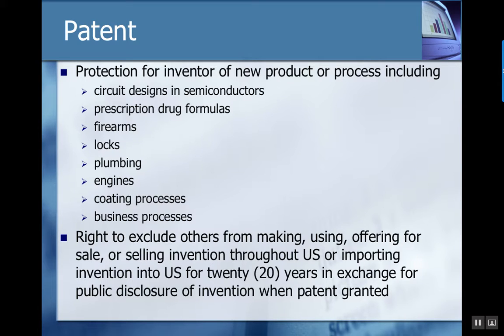So a patent has been around a long time. Patent law came into play during the 19th century, and it basically provides protection for the inventor of a new product, including any number of things. You see a lot of mechanical things, like locks, plumbing, engines, business processes. What it does is give you the right to exclude others from making, offering for sale, or selling the invention throughout the U.S. for 20 years in exchange for public disclosure of the invention.